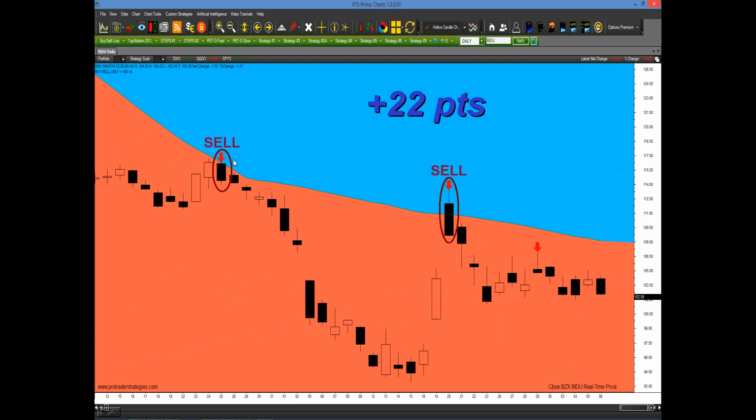Here are 2 more examples in BIDU. Here is a sell signal right here that could have captured roughly about 20 points. And here's another one that was generated that was quickly going to the downside.